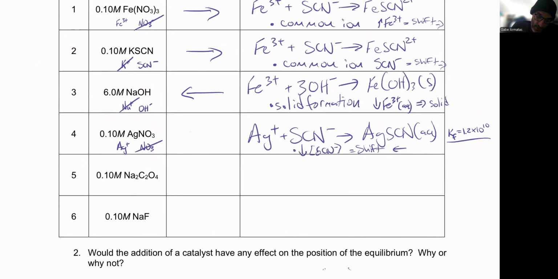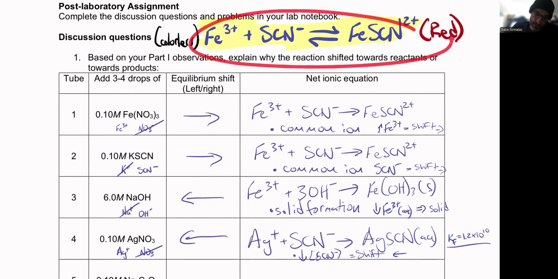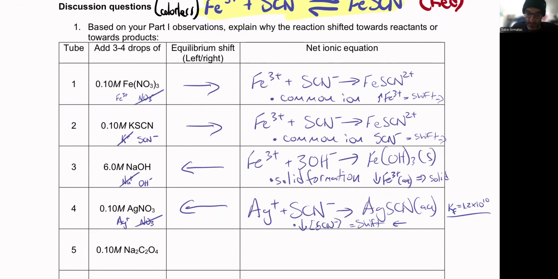So we have these other things in the reaction, or in the addition, that are kind of removing from our base reaction. So we always want to focus on this: how does it affect this? Well, the silver removes some of this, shifts towards the loss. The hydroxide removes some of this, shifts towards the loss. And that's why we see a shift back towards the reactants.